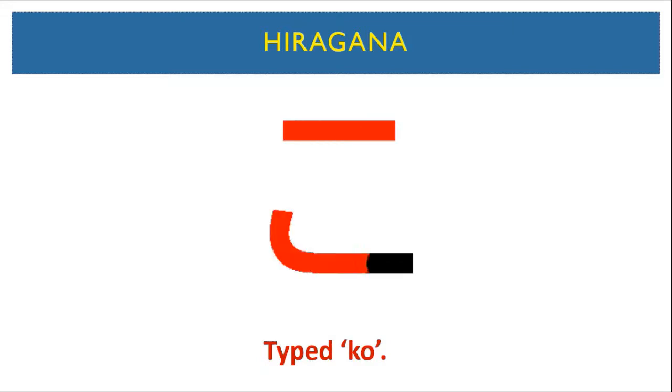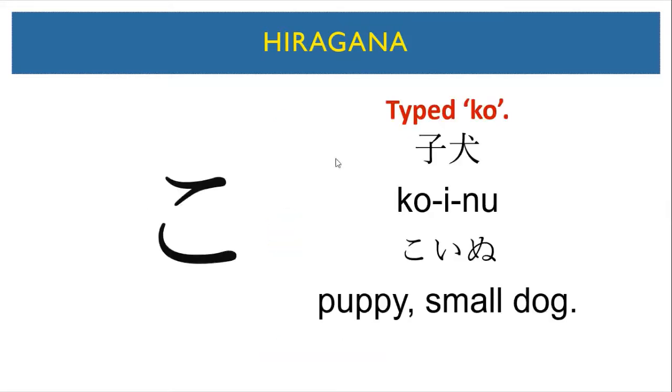Ko. And please remember, though this looks like a straight line, this was the text I found when I made this animation, but actually it's nicely curved like this, okay? Ko, this is ko. And to get this letter, you have to type K-O, ko.